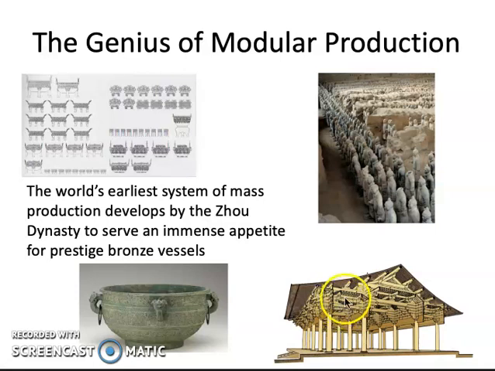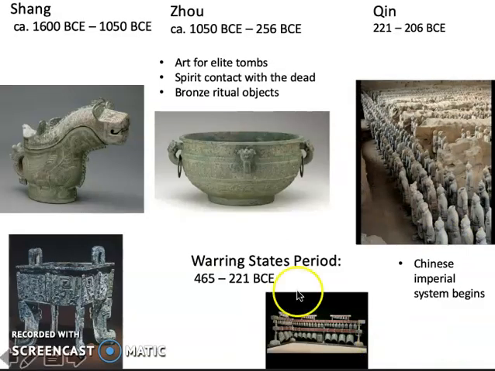But we know that this began at this time and continued through the next thousands and thousands of years of Chinese culture. Perhaps the most dazzling example of modular production is this army of ceramic soldiers that were made to guard the Qin emperor in his tomb. To explain that, we need to step back and look at the historical change, the periods of change that are happening as we're watching this art history unfold.